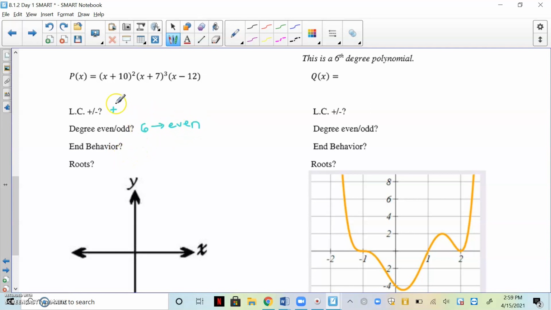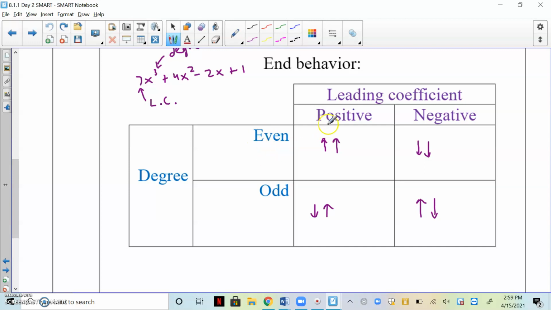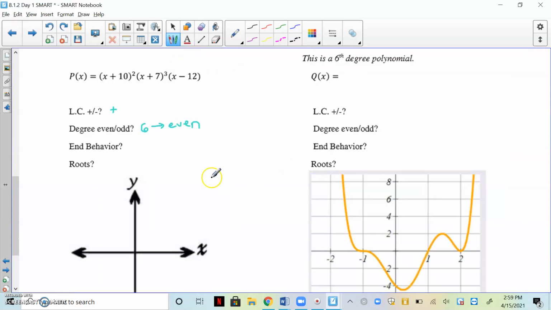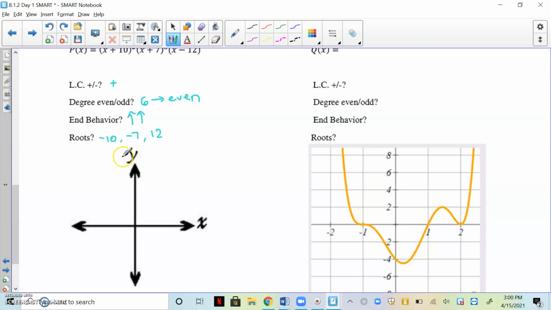End behavior, we have even and positive. Even and positive, that gives us an up end behavior. Okay, and my roots, opposites of these numbers, so -10, -7, and +12. All right, these roots probably look familiar from the last page of this note sheet, but this time we have different exponents, so let's see how that affects our graph here. We've got a -10, -7, and a 12.